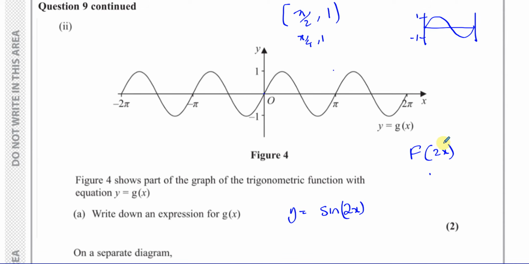This is horizontal because it's inside the function, and it's kind of like the opposite. So if you have 2 times x inside the function, it means you're multiplying by the reciprocal of that 2, which is a half, because it's inside the function. So this is y equals sine of 2x. That's the answer to question 9, part 2.